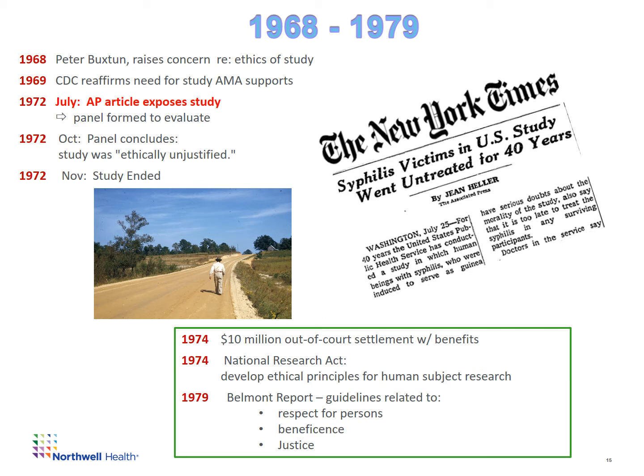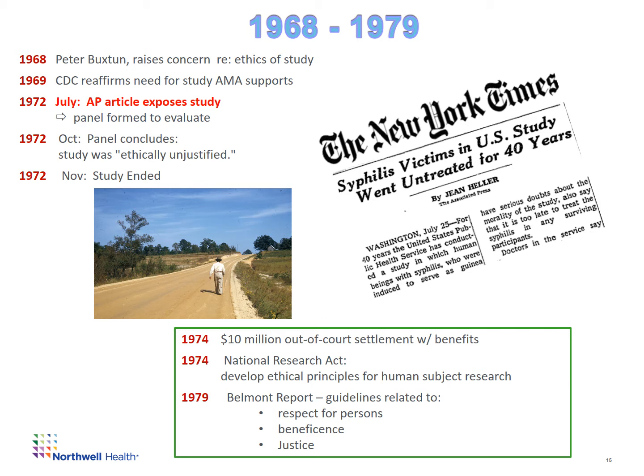Due to the publicity, the National Research Act of 1974 was passed, and a commission was formed which was charged with identifying basic ethical principles that should underlie the conduct of biomedical and behavioral research, and to identify and develop guidelines which should be followed to assure that this research is conducted in accordance with the principles. What resulted was the Belmont Report in 1979.